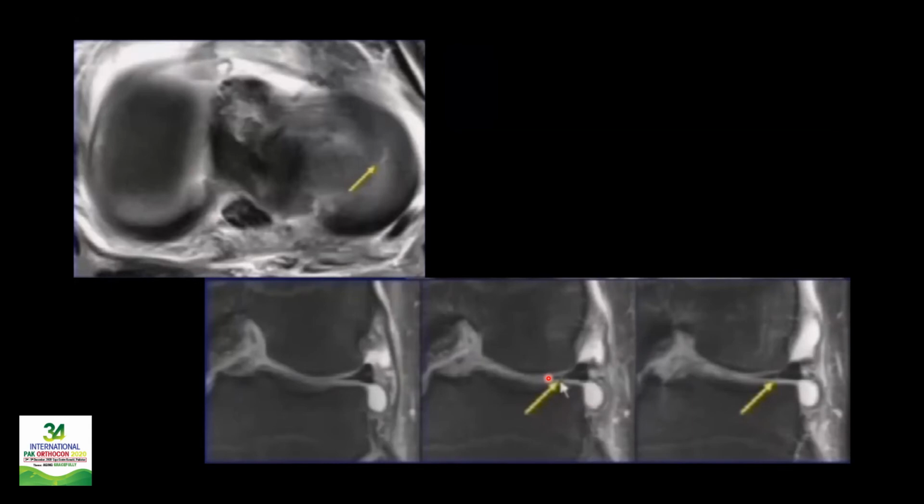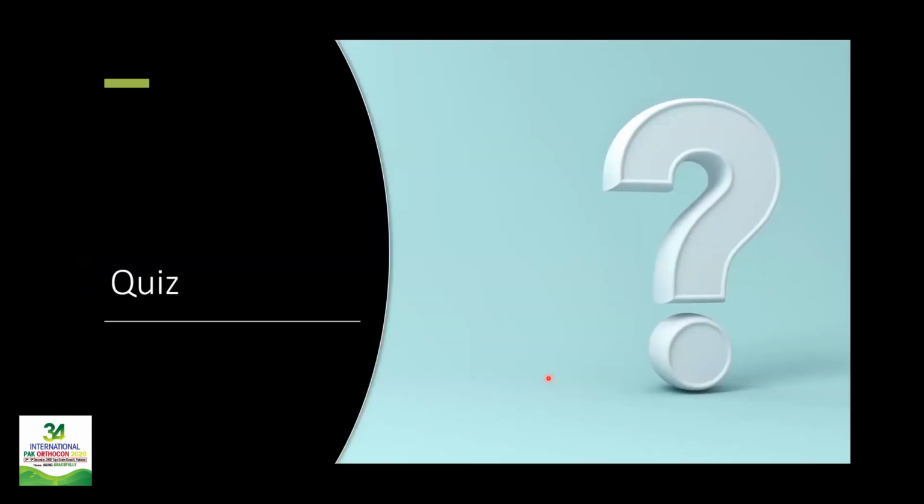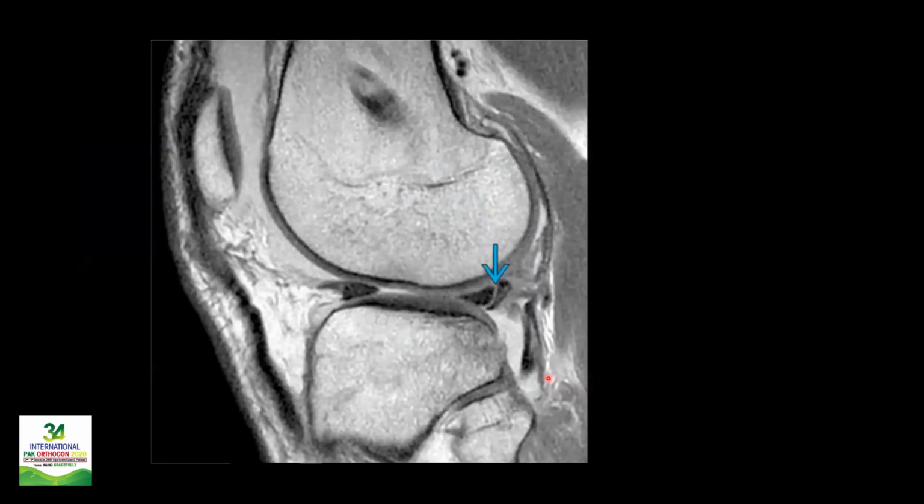So now I'm going to show you a few cases, and based on the information I have given you, you are just going to make a simple guess. Either you can type in the chat box, or you can make a mental note and I will tell you the answers. We are going to review the meniscal tears so that you can remember how these show. This is going to be the first case.